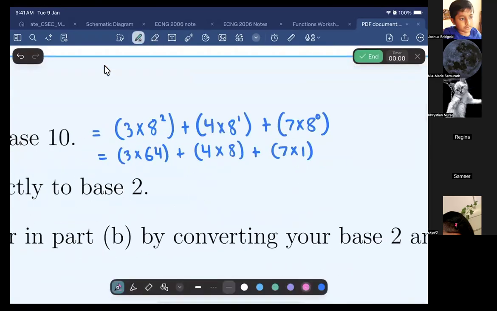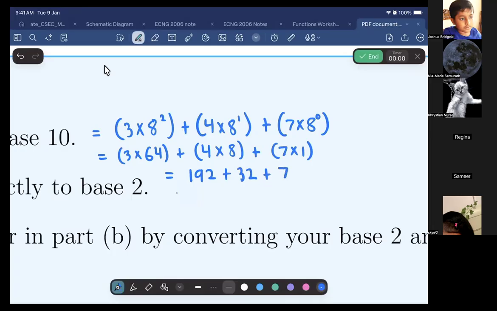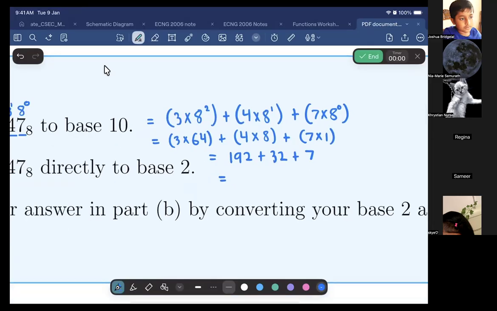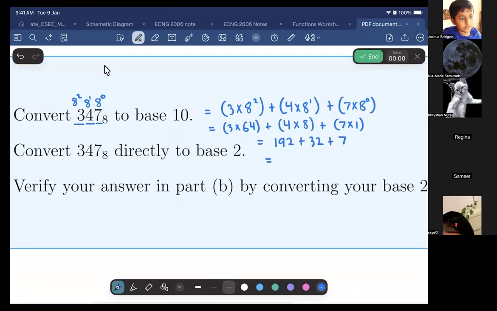So let's do this quickly. What's 3 times 64? 192. Taking your word for it, right? What's 4 times 8? 32. That's why I put it in brackets. 32. And 1 times 7, or 7. Add all that together, tell me what you're getting. 231. Did anybody else get this?